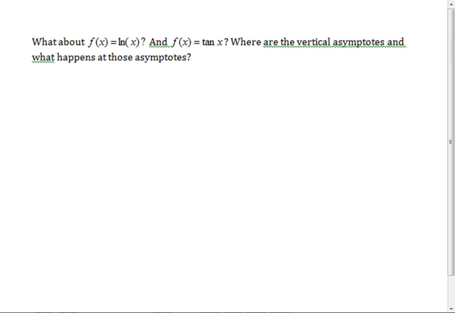What about the log of x and the tangent of x? Are there any vertical asymptotes? I even asked if there are any horizontal. What about the log of x? Are there any vertical asymptotes there? Now, you should know what this graph looks like. Alex, what does this look like? You guys should all be drawing it. Okay, Matt? Drew, do you know what it looks like?